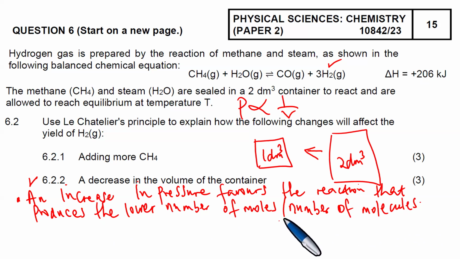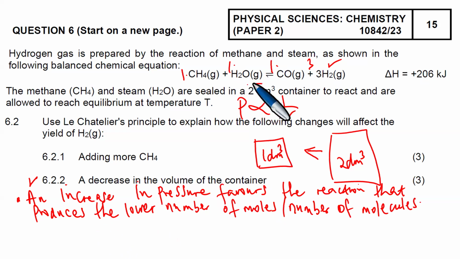So if you increase the pressure, what that does is it favors the reaction that produces a lower number of moles or number of molecules. You increase the pressure, the lower number of moles, you have 1 mole of methane CH4, 1 mole of water, or 1 mole of water as steam, 1 mole of carbon monoxide, 3 moles of hydrogen. So an increase in pressure favors the reaction that produces a lower number of moles.